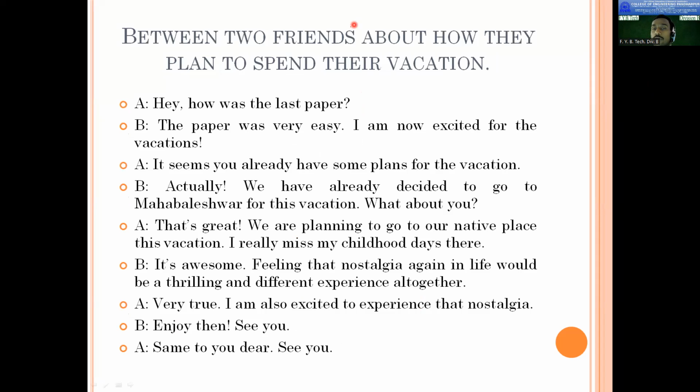Here you people will get one example and you people will try to understand how it is given. So between two friends about how they plan to spend their vacation. Okay. So now here are two students, two friends, and the situation is given that they wanted to spend their vacation. Okay. So let's see.